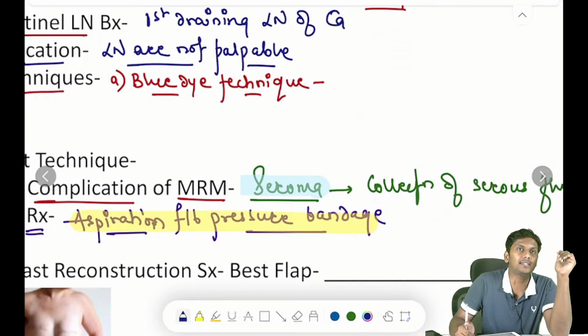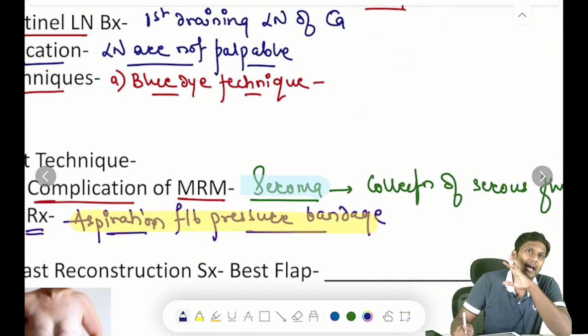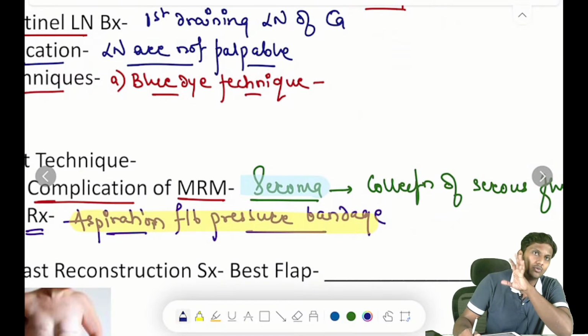The second technique is called the radionucleotide technique. In this technique, we inject a radioactive substance, something like technetium 99. We inject a technetium 99 tagged sulfur colloid, and it is again going to go to the cancer.